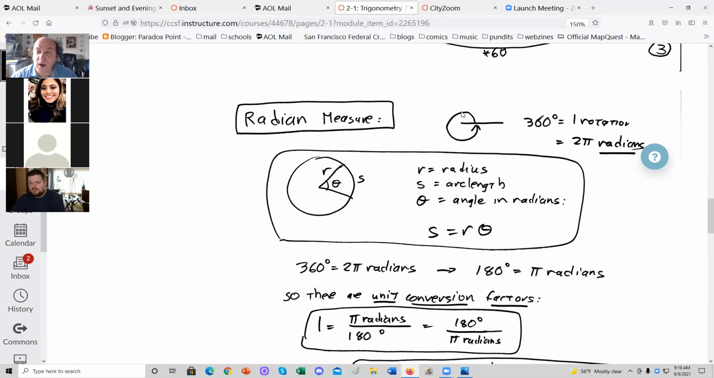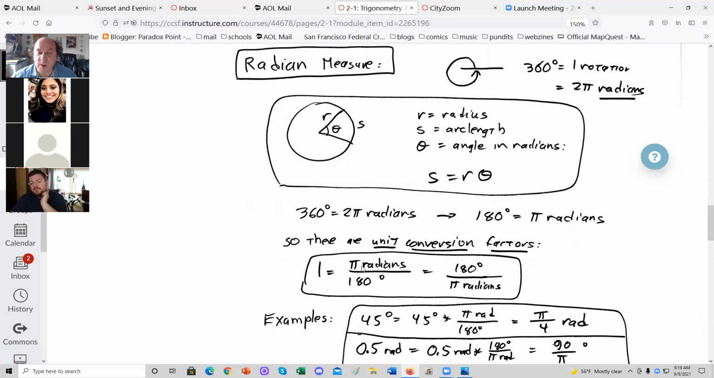In particular, one full rotation, 360 degrees, is 2 pi radians, because the circumference C equals 2 pi r. That's 360 degrees equals 2 pi radians. And you divide that out: 180 degrees is pi radians. And so we get what are called unit conversion factors. Pi radians over 180 degrees equals 1. 180 degrees over pi radians equals 1, because these are the same quantity.